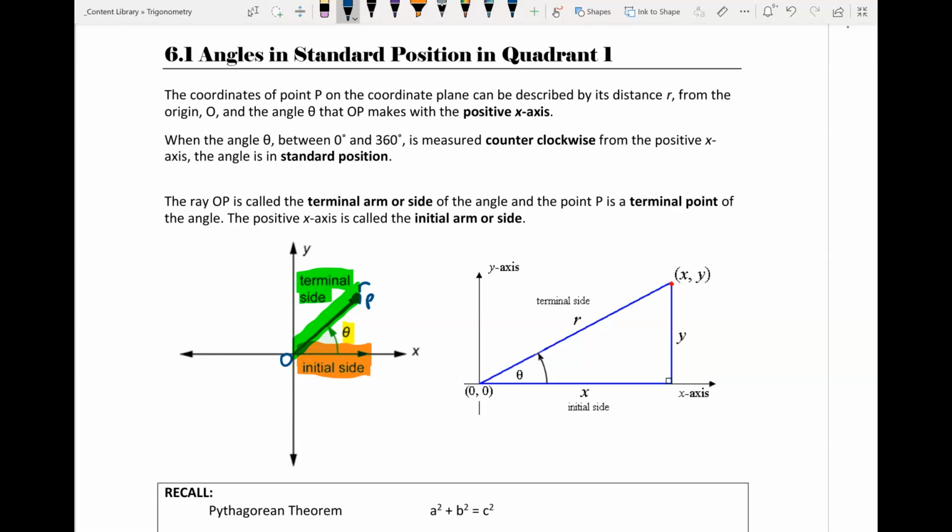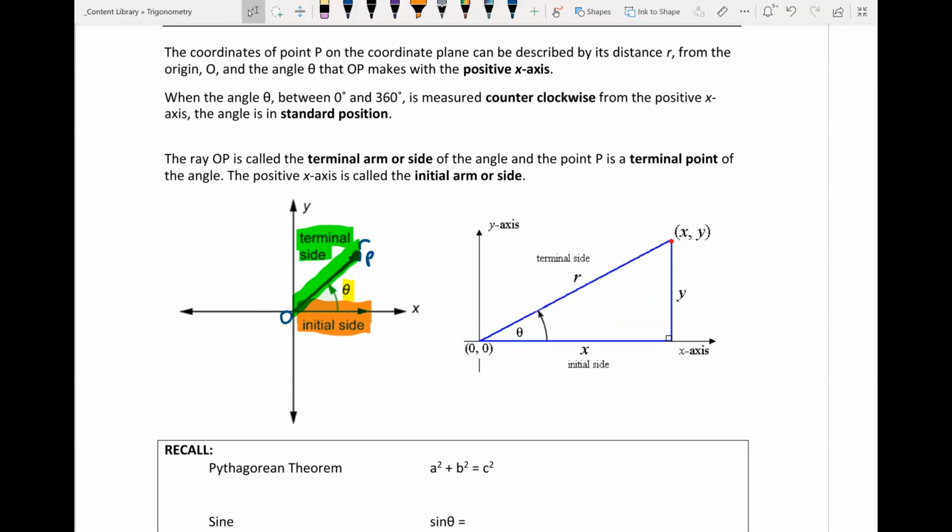If we want to find out information about that terminal arm, we can create a right triangle with that. So in the second diagram, you can see that we still have our origin at 0, 0. We have some point P with coordinates x and y. The length from the origin to that point P is called r, which is our terminal side. We just closed off using this y here to create our right triangle. And our initial side is some coordinate x.